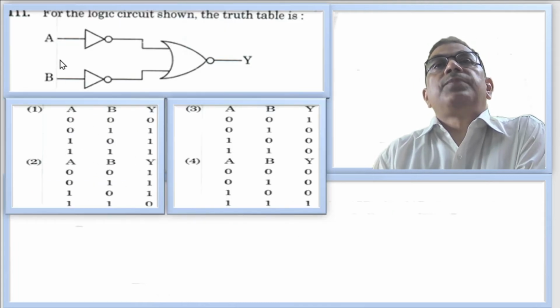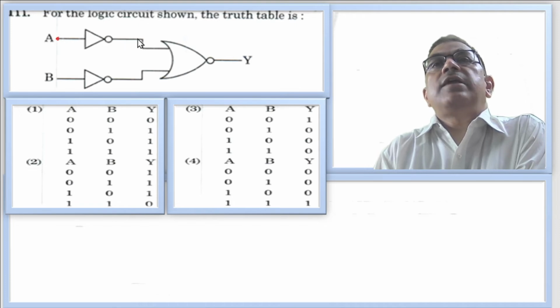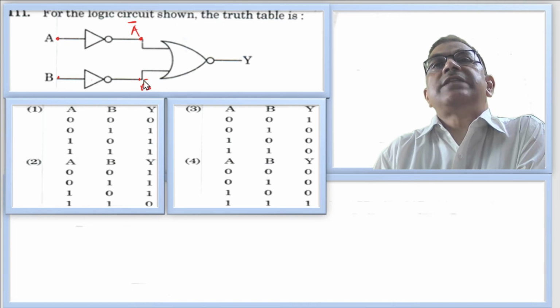Now over here, this is A. A is the input of this NOT gate. So at this point, we should get A bar. B is the input of this NOT gate. So we should get B bar. Anyway, this also happens to be the standard circuit. You should be able to recollect all by yourself.